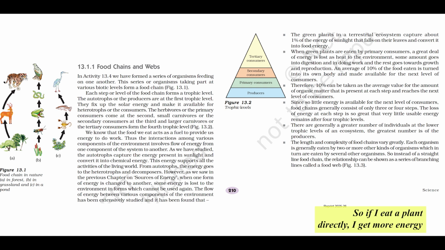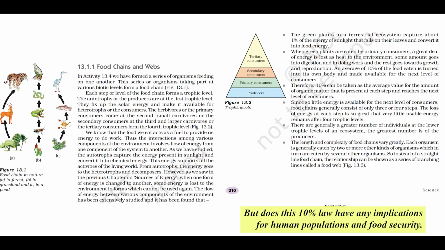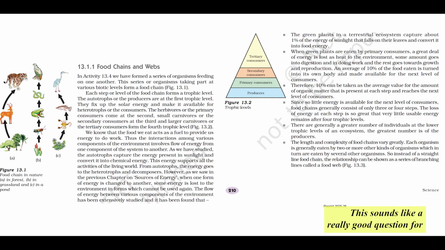So if I eat a plant directly, I get more energy compared to eating a goat that ate the plant. That makes absolute sense from an energy transfer perspective. But does this 10% law have any implications for human populations and food security, especially in a country like India with such a large population? This sounds like a really good question for competitive exams linking science to society. That's brilliant critical thinking. Yes, absolutely. You've hit on a hugely significant implication, perfect for exams like UPSC, where they expect you to connect science to real-world issues. You're spot on.